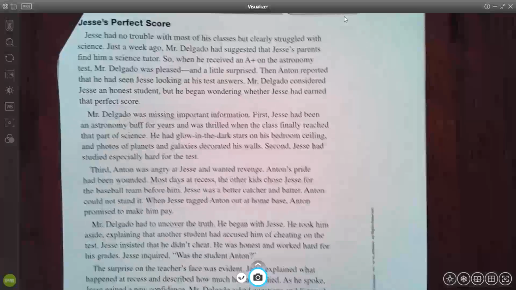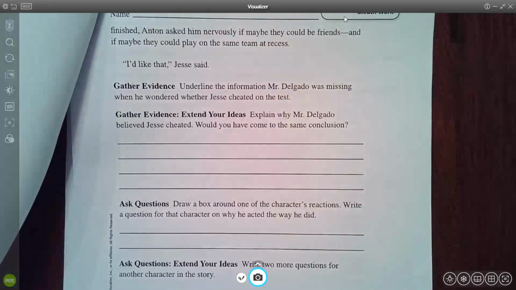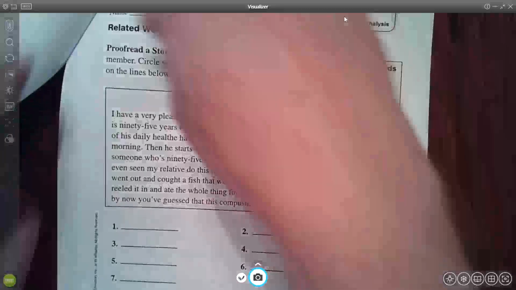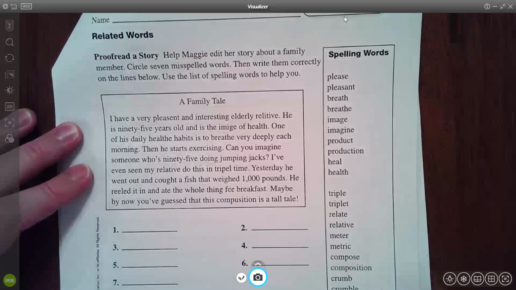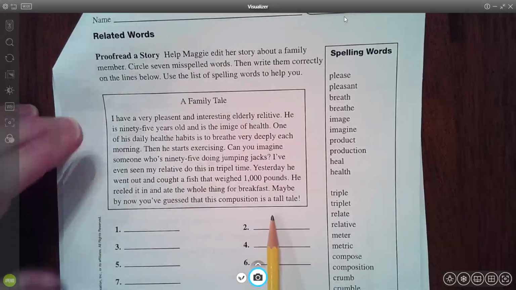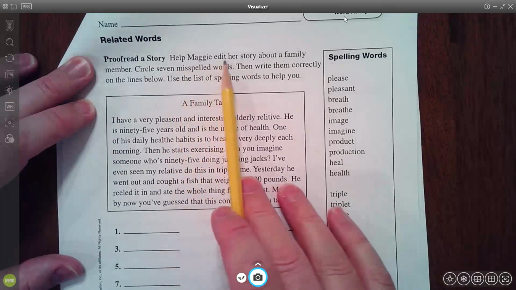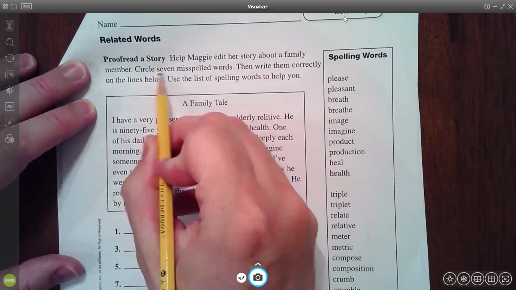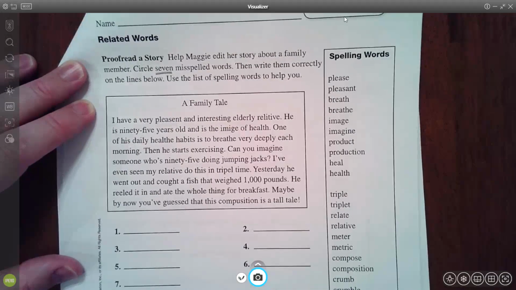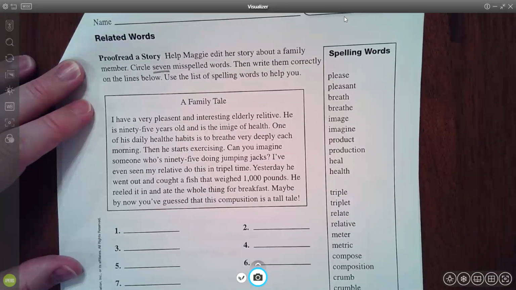Real quick, nothing different here. Read the story, answer the questions that's on there. This part is some more spelling. In this case, they made it a little trickier. They gave you a full paragraph. It says, proofread the story. Help Maggie edit her story about a family member. Circle 7 misspelled words. Then write them correctly on the lines below. Use the list of spelling words to help you.